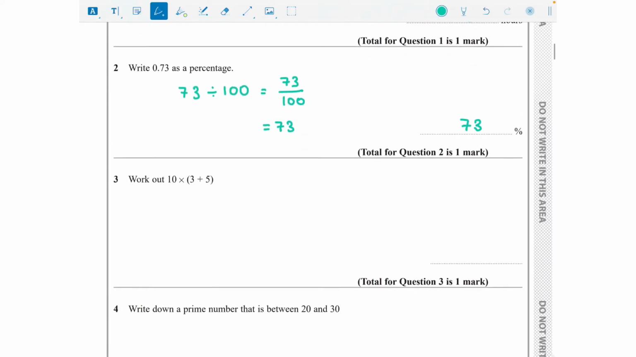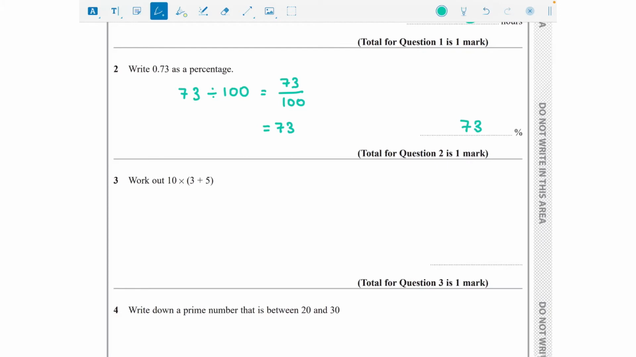Question number 3, work out 10 times (3 add 5). Now BIDMAS tells us to calculate the bracket part first. 3 add 5 is 8. So this is 10 times 8, which is 80. So remember, BIDMAS is brackets, indices, divide and multiply, they should be on the same level. Add and subtract, they should be on the same level as well.